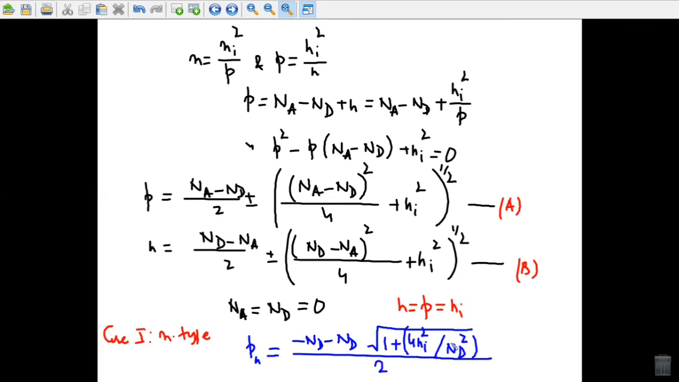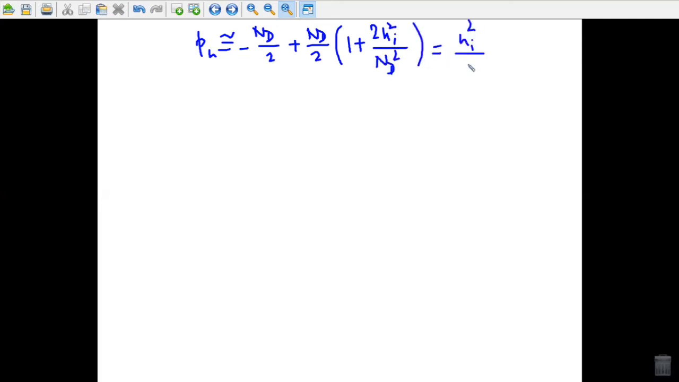So the second term under the radical is less than unity and may be expanded as a power series. Neglecting the higher power terms, the approximate hole density can be found as Pn nearly equal to minus Nd divided by 2 plus Nd by 2 times (1 plus twice Ni square divided by Nd square), that is Ni square divided by Nd.